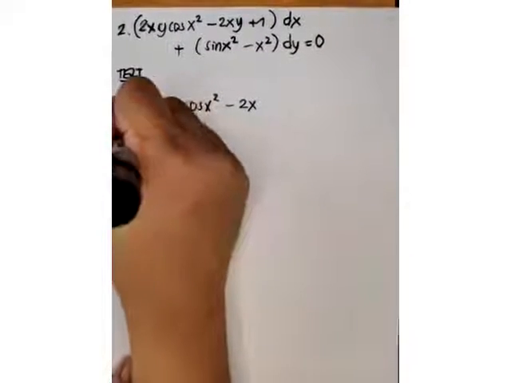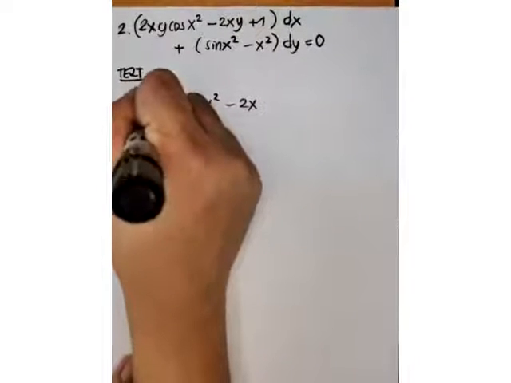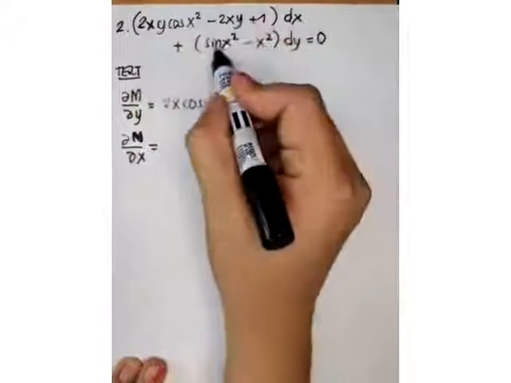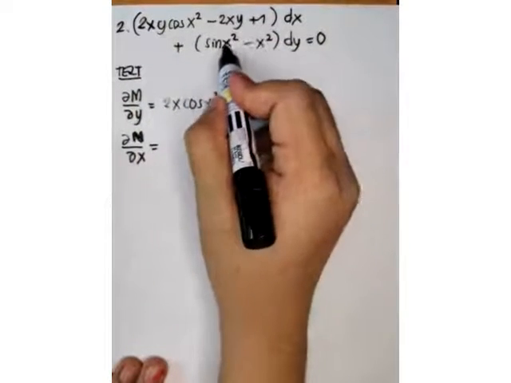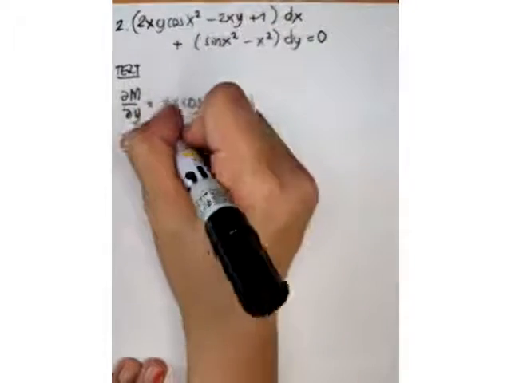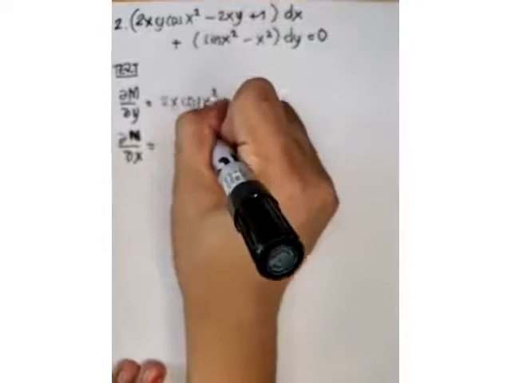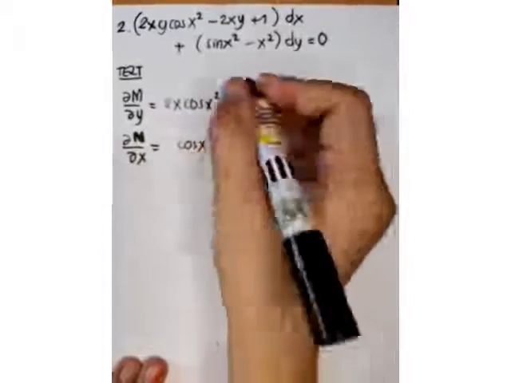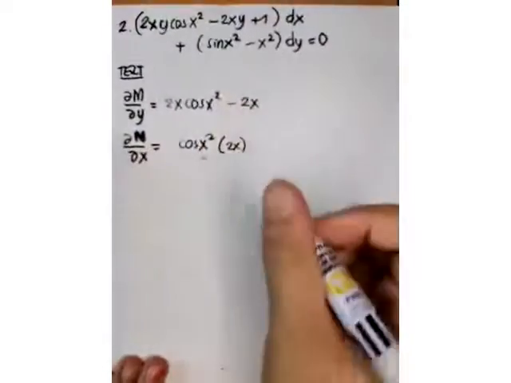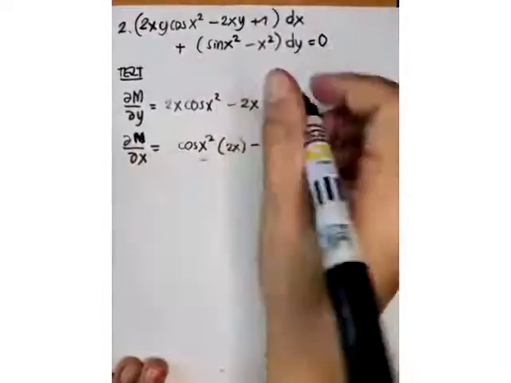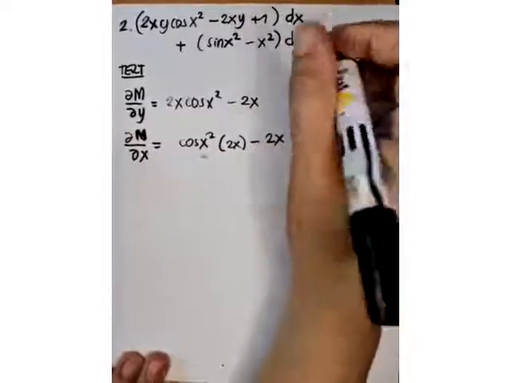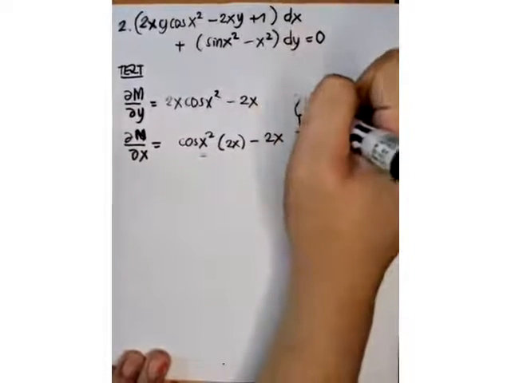Ayan. And then the partial derivative of n with respect to x. So that's equal to ito in terms of x. So this is not a constant, not a constant. So paano natin i-derive? So this is trigo. So that is cosine x squared. And then chain rule, i-derive nyo yung angle. So that's equal to 2x. Okay, minus derivative nito, 2x. Okay, so are they equal? Yes. So therefore, this is exact.